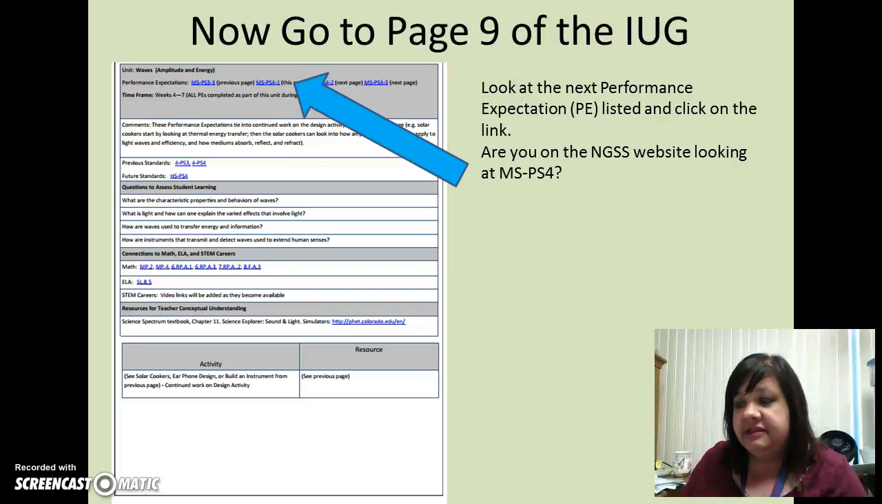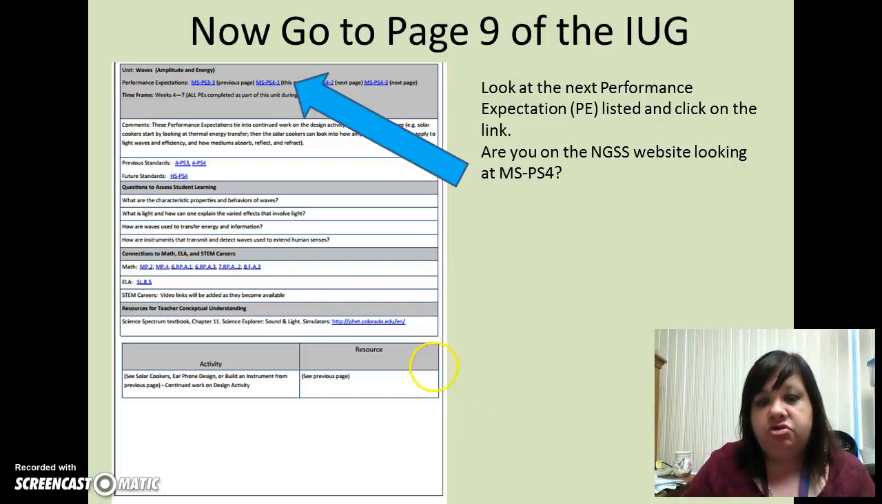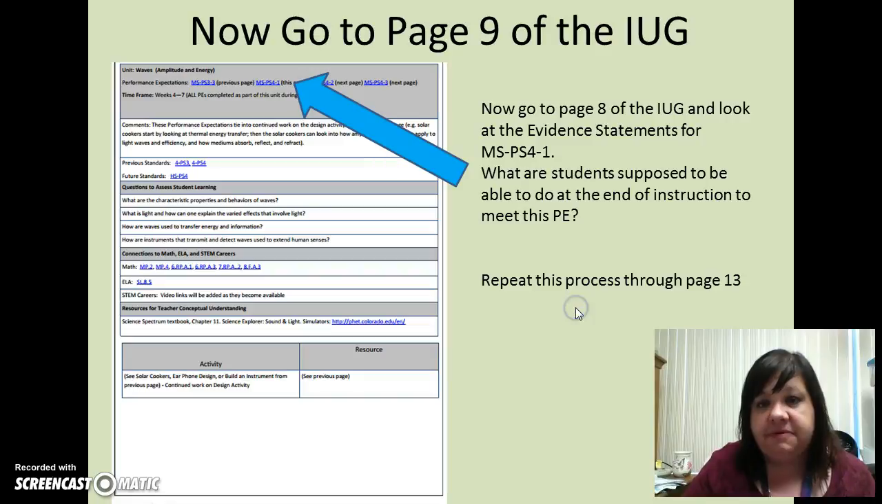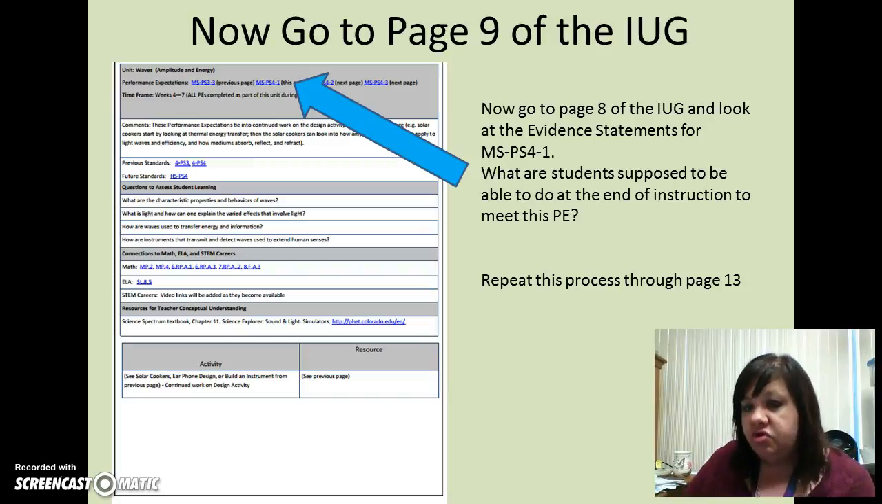So you should see that those are different. So teachers need to understand that when you're putting these units together, you do need to address all those separate performance expectations. So looking back over here at page 8, we want to say, what is it that students should be able to do at the end of this instruction? So again, looking at the evidence statement, realizing it's not just memorization of content, but application of content and exactly what they're supposed to be doing.